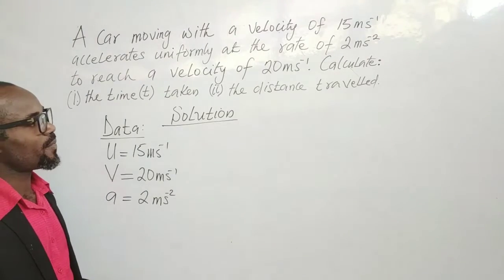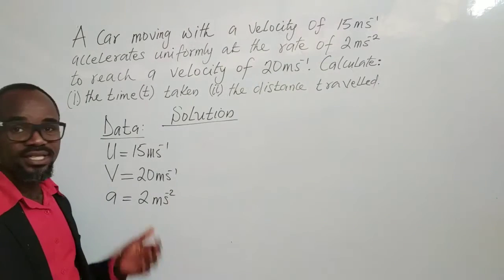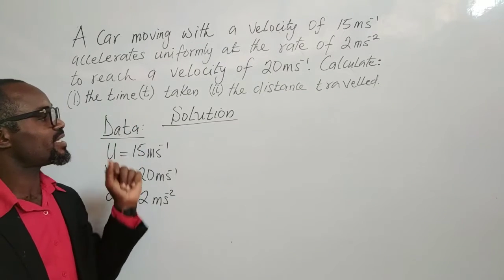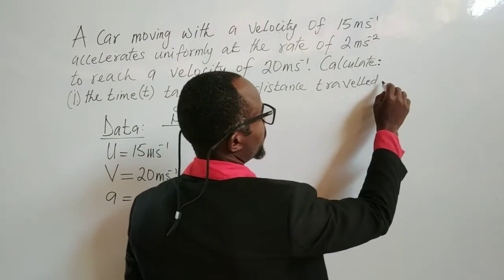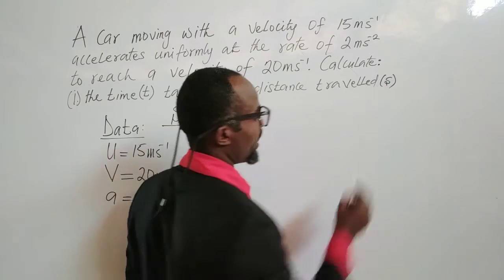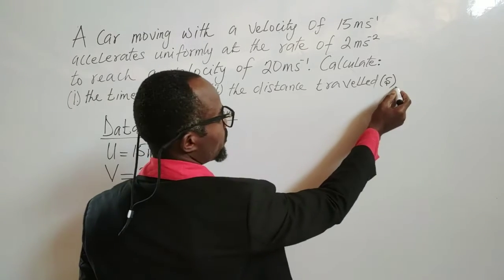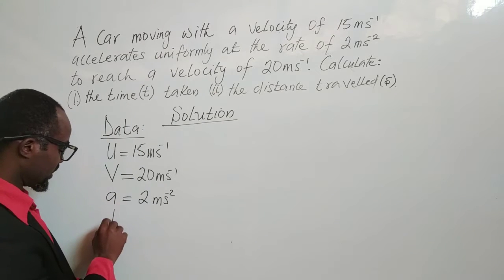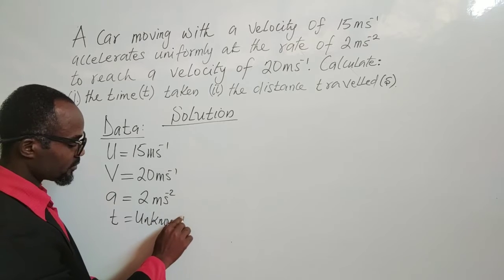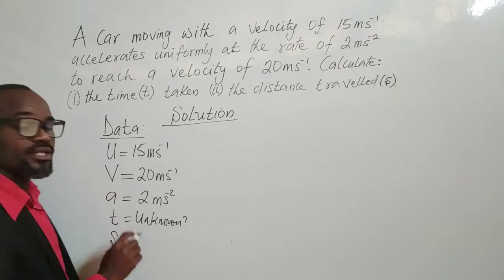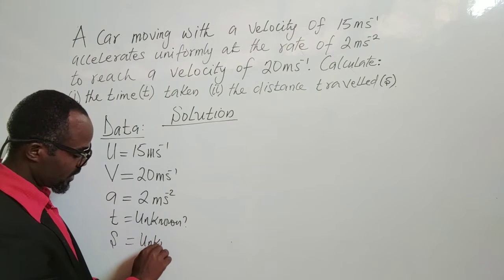We are expected to find two quantities here: the time taken, t, and the distance traveled. The distance traveled is represented by the letter x. So that is what we need to find. The first one, time taken, is unknown. The second one, the distance traveled, is unknown.